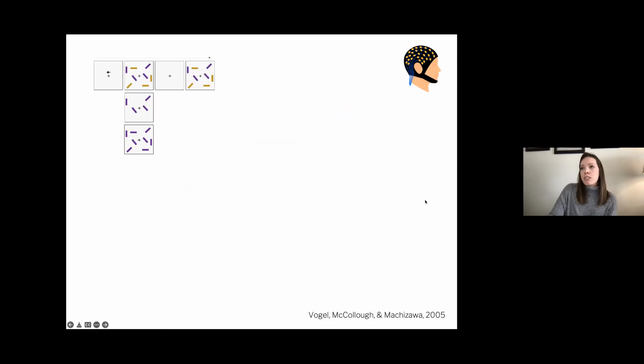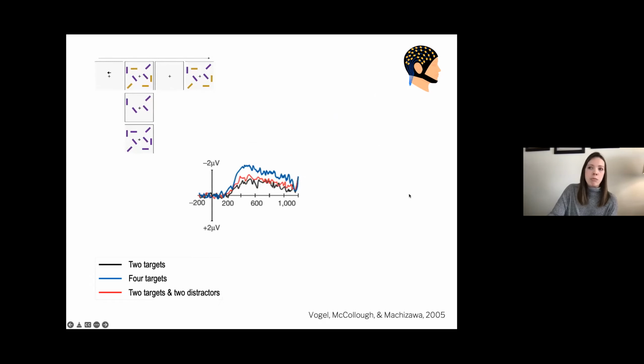Now, for high performers, they did find evidence that they were able to exclude those irrelevant distractors from being encoded into memory. And so this is what the CDA looked like. So I'll first orient you to this blue line, which is the 4 target condition. So this condition down here. And then the black line, which is the 2 target condition. So this condition right here. And the question was, where is this red line going to fall? Is it going to look more like the 2 target condition or more like the 4 target condition? And for high performers, it really does look more like this 2 target condition. And so participants are able to use attention to effectively restrict that unnecessary stuff from being encoded into memory.